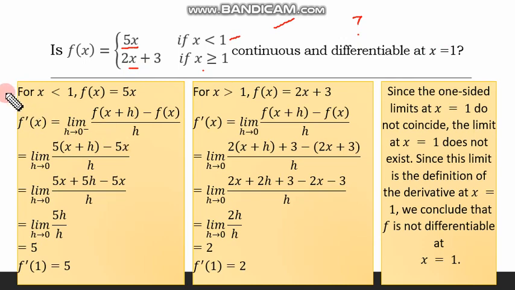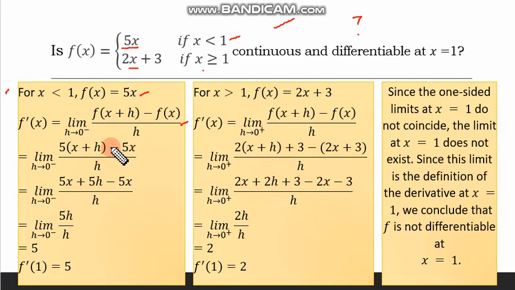Okay, let's start from the left. For x less than 1, we will use f of x equal to 5x, using the alternative definition of the derivative. So the limit of f of x plus h minus f of x over h as h approaches 0 negative. So using the function 5x, it becomes 5 times x plus h minus the function 5x, all over h, as h approaches 0 negative.